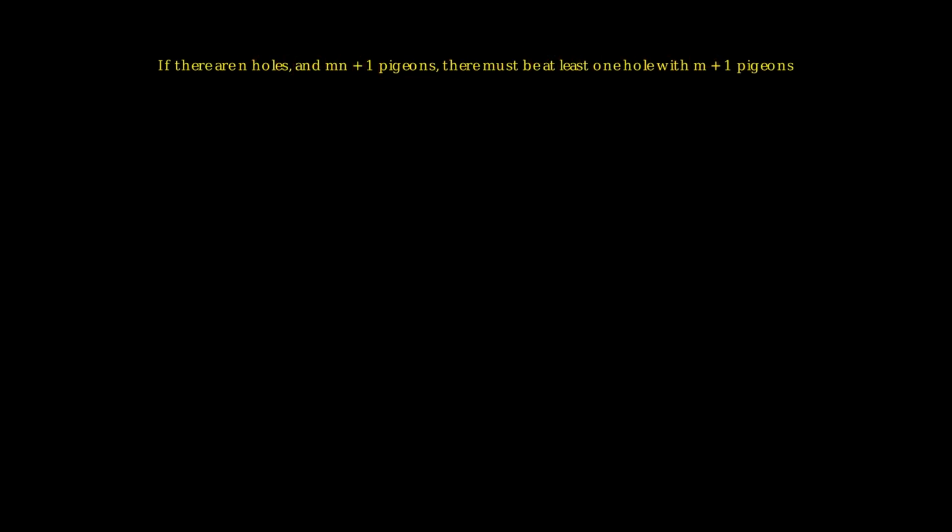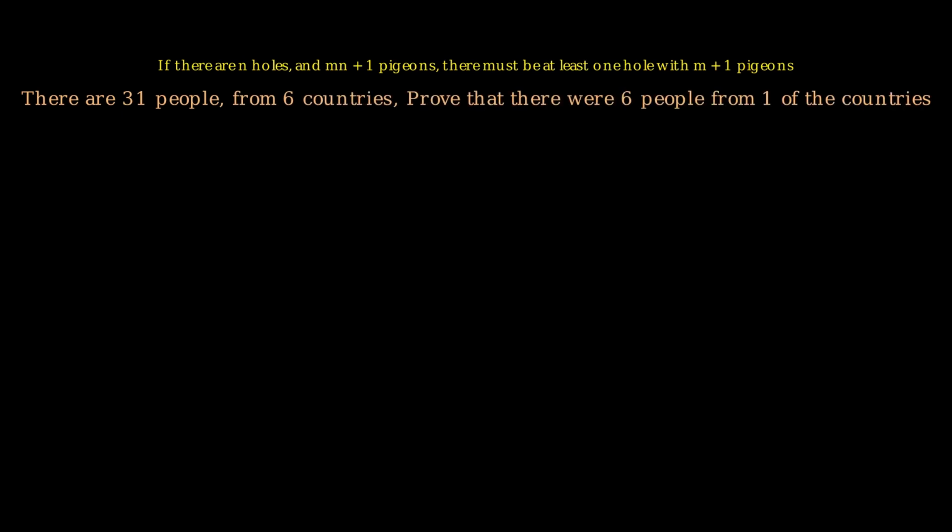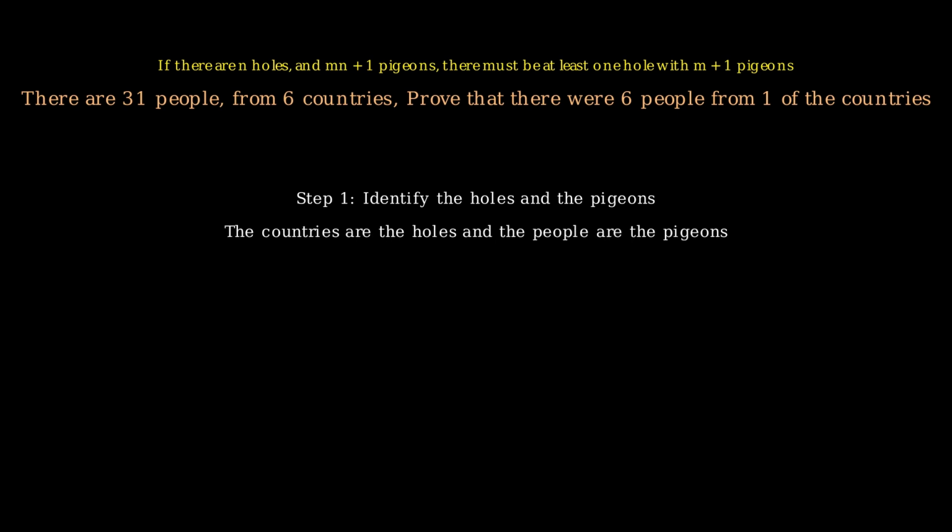Before we end off this video, let's go through one last question. There are 31 people from 6 countries. Prove that there were 6 people from one of the countries. The step 1 always remains the same. It is to identify what the holes and the pigeons are. This is also another easy example, so it's obvious that the countries are the holes and the people are the pigeons. That means that n is 6 and mn plus 1 is 31.